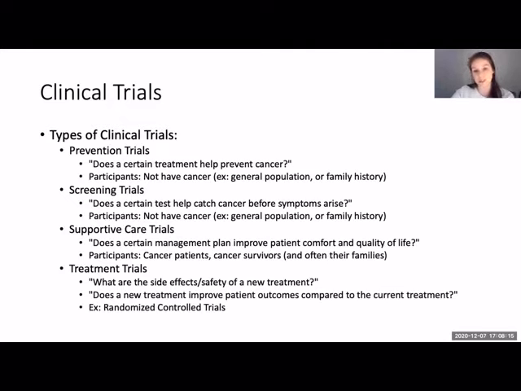A third type of clinical trial are what are called supportive care trials. So here the trial is looking at the bigger picture of patient management and is asking if a certain management plan could improve patient comfort and quality of life. The management plan that is being tested could include a really wide range of care, such as involving occupational therapy or physiotherapy or speech therapy into patient care and seeing if doing so helps patients do better in the long run. Participants in this type of trial are often cancer patients or cancer survivors.